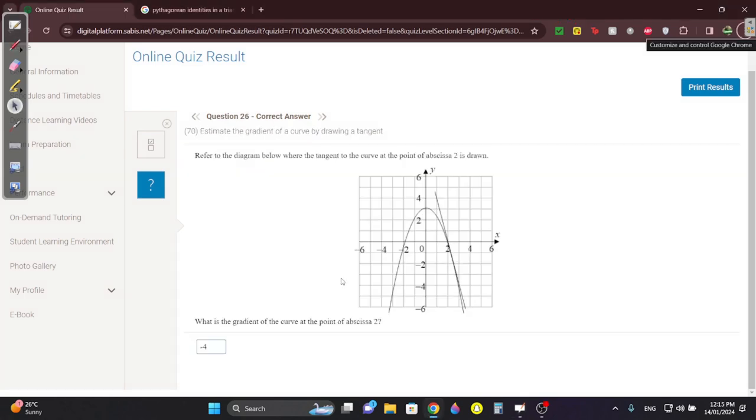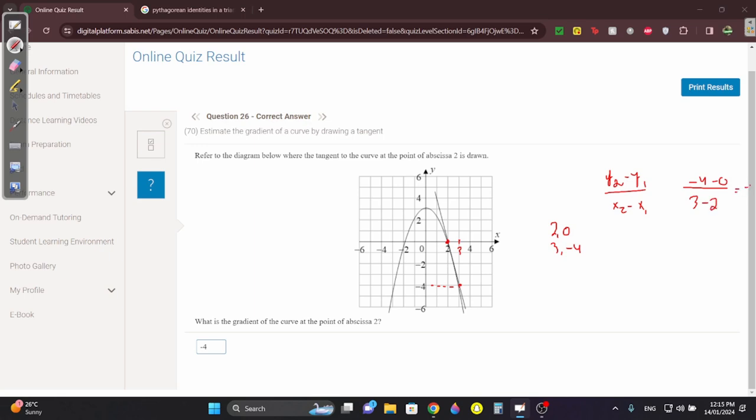Okay, what is the gradient of the curve at the point abscissa 2? How do we find the gradient? You take 2 points of the line. You have here 2 comma 0, and you have here 3 comma negative 4. The gradient, meaning slope, is y2 minus y1 over x2 minus x1. y2 is negative 4, y1 is 0, over x2 minus x1, meaning 3 minus 2. You get negative 4 over 1, which is negative 4. So your gradient is negative 4.